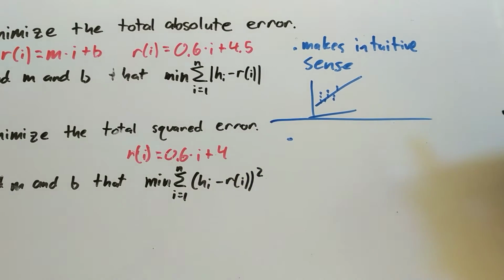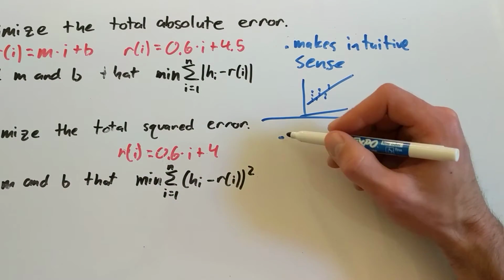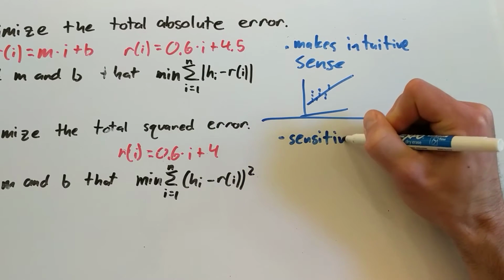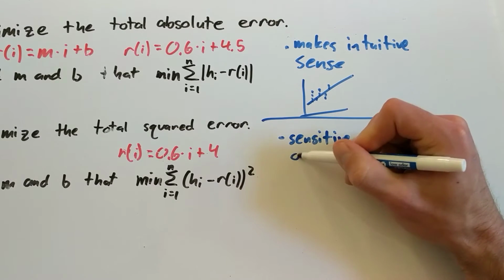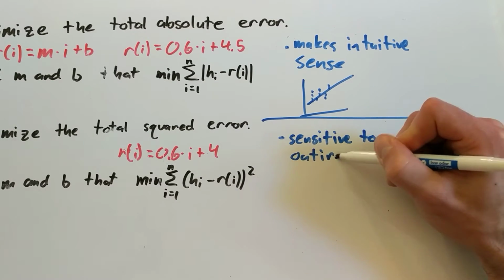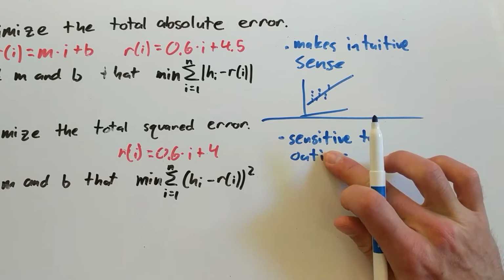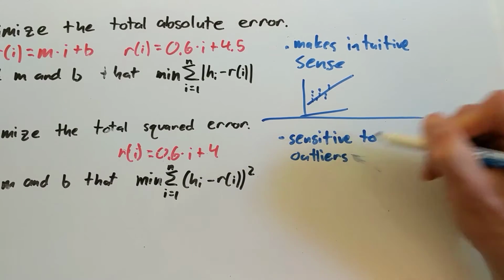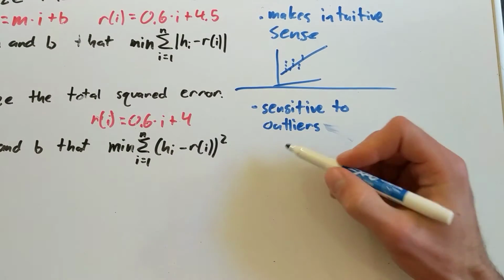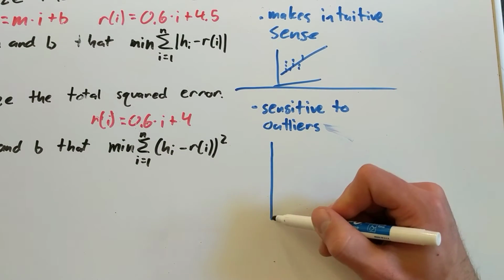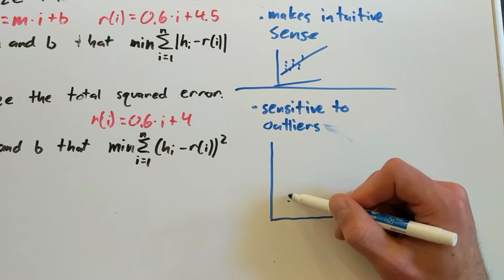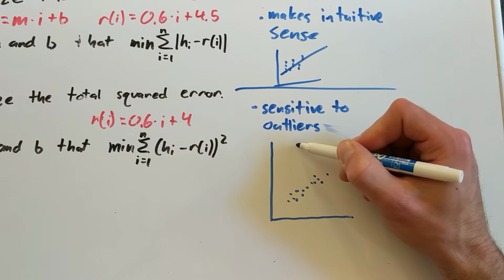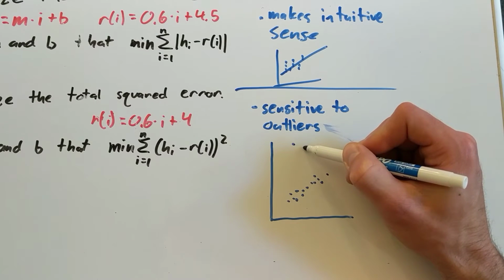In fact, one quirk of using total squared error is that it's sensitive to outliers. Oh, I always spell that wrong. Outliers? I think that's right. So what I mean by this is, let's say we have some data that looks like this with a clear linear trend down here. But then we've got a couple of points way up here.